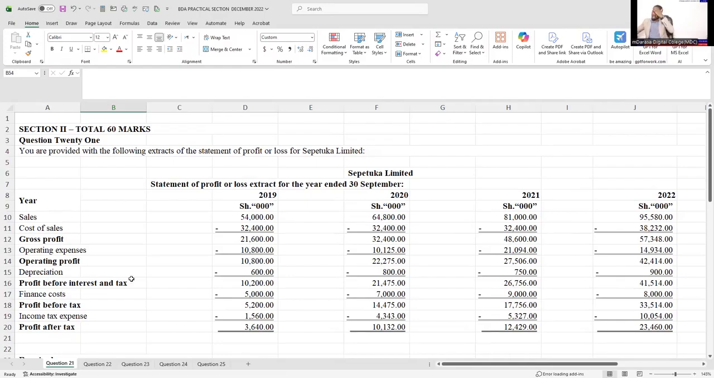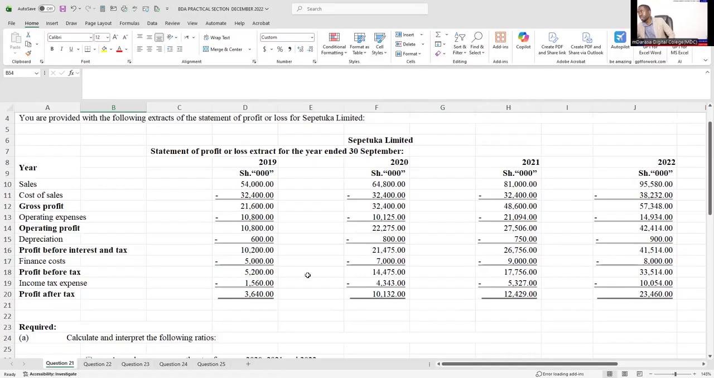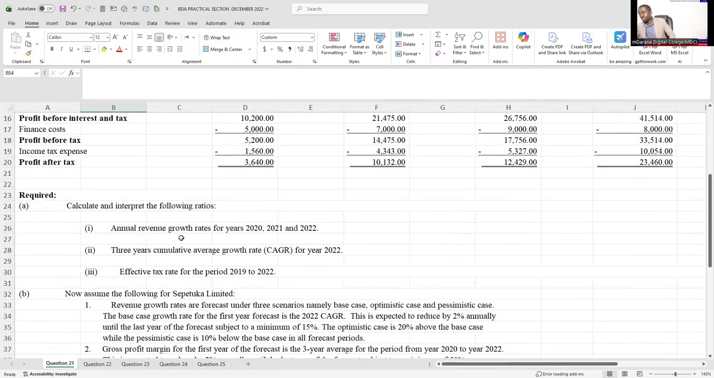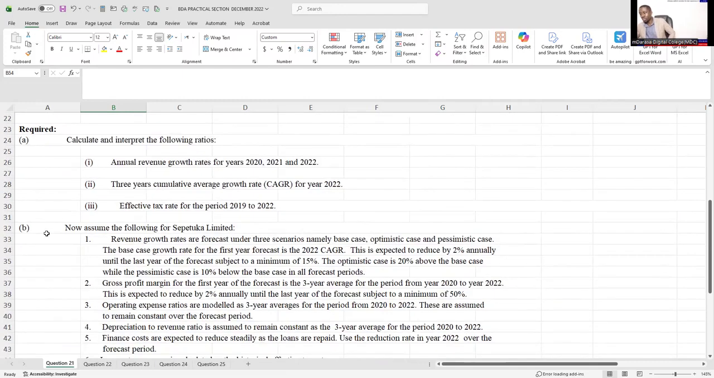So there's a question from December 2022, question number 21. In this question, this is what you're asked. You are provided with the following extracts of the statement of profit or loss for Sepetuka Limited, where these are the details given here. Amongst the required, you're asked to calculate and interpret the following ratios: annual revenue growth rates, 3 years cumulative average, effective tax rate, and we are also asked to assume the following for Sepetuka Limited.